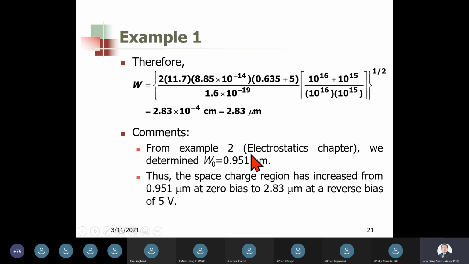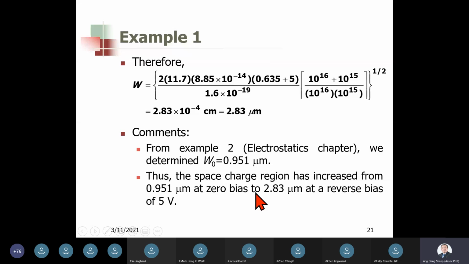So let's compare the two numbers under reverse bias voltage of 5 volts and under thermal equilibrium. Obviously the depletion width is now increased, and this increase is because a greater amount of space charge is needed to support the larger junction electric field under reverse bias condition.